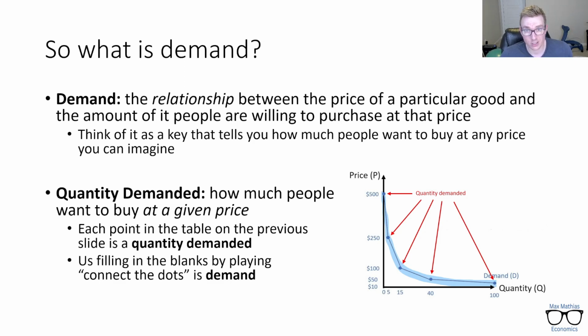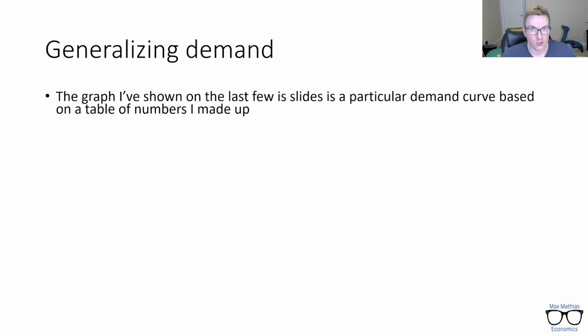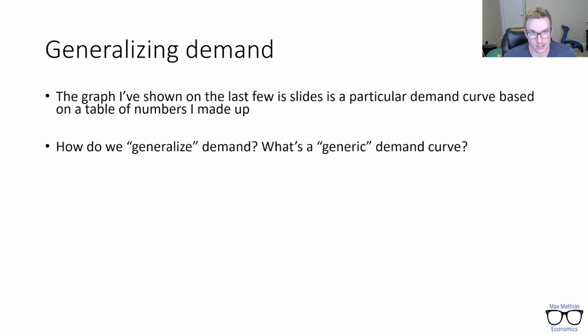If I was teaching your principles of economics class, or if you're taking one right now, I can guarantee you'll be tested on that. We want to know the distinction. Quantity demanded, point on the line. Demand, the line itself, the entire relationship. So let's generalize demand here. The graph that I've shown you on the last few slides is a particular demand curve based on a table of numbers that I made up. Not all demand curves look like that. We also don't need to know all of these different price quantity combinations to ultimately create a demand curve.